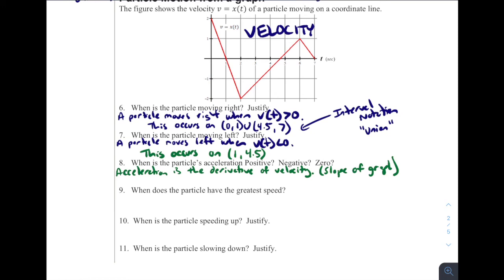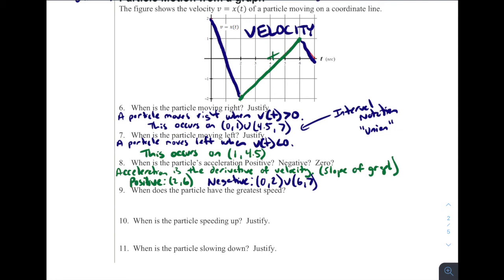So when would the acceleration be positive? We know it's going to be positive when the slope is positive. So between t equals 2 and t equals 6, this looks like it has a positive slope. So from 2 to 6. It's going to be negative when the slope is negative. So I see that it has a negative slope between t equals 0 and t equals 2, and from 6 to 7. So from 0 to 2 and from 6 to 7, it's got a negative slope, which means that it's got a negative acceleration.